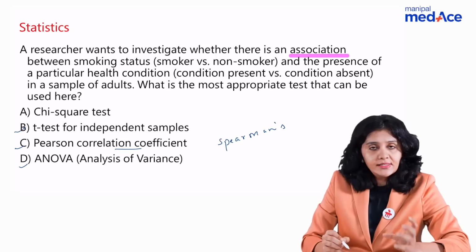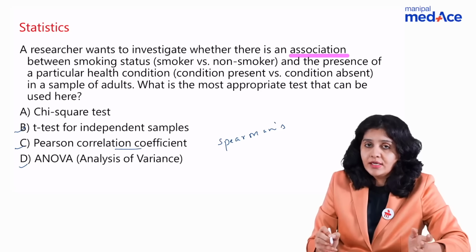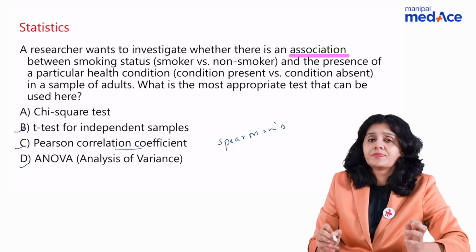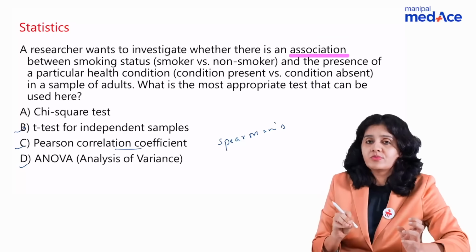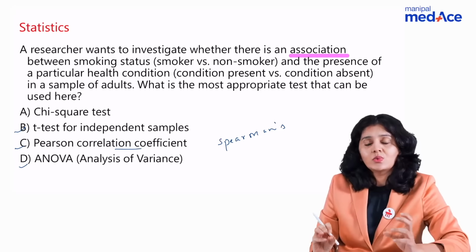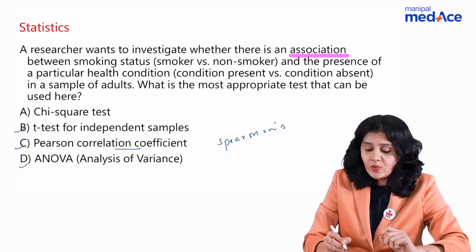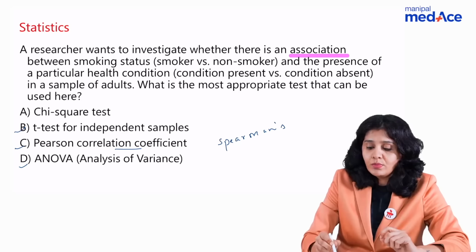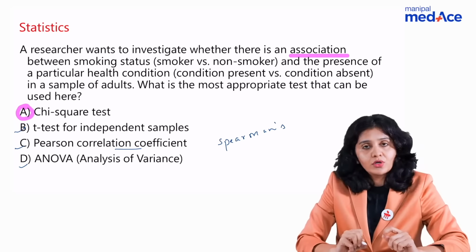T-test for independent samples. Again, we've discussed this. So this is nothing but unpaired t-test or student t-test. When you're finding out if there is any difference in the mean levels between groups of subjects, you're going to use t-test. This is for unpaired data. So the best answer for this question would be chi-square test, because in chi-square, you measure the association, right? You test whether there is an association or not.